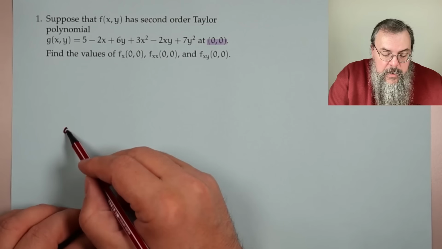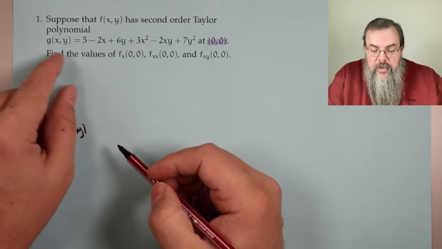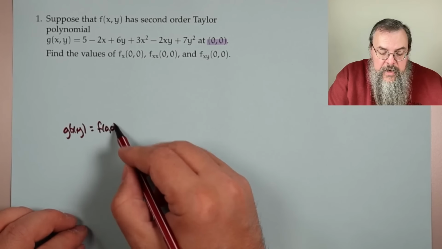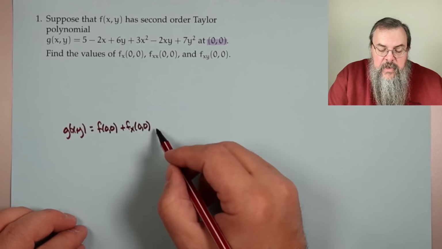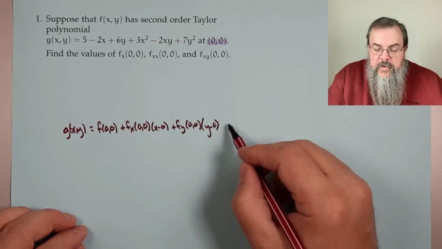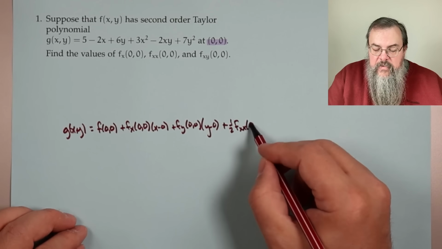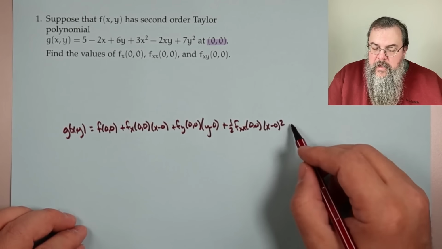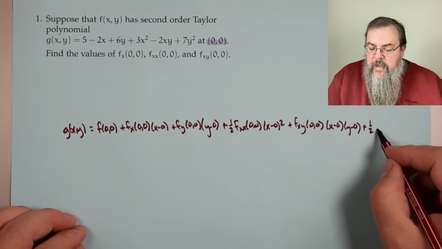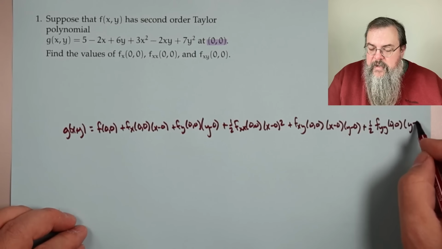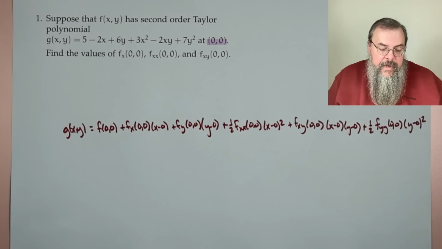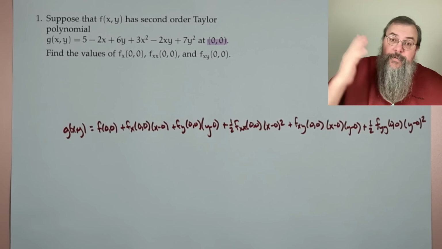But we'll say, look, g of xy, because we know it's the second-order Taylor polynomial at 0, 0, if we were to write it out symbolically, it would be f at 0, 0 plus fx at 0, 0 times x minus 0 plus fy at 0, 0 times y minus 0 plus 1/2 fxx at 0, 0 times x minus 0 squared plus fxy at 0, 0 times x minus 0 times y minus 0 plus 1/2 fyy at 0, 0 times y minus 0 squared. You can see these problems take space. There's a lot to write down. Now that's what it is if we just say second-order Taylor polynomial at 0, 0.